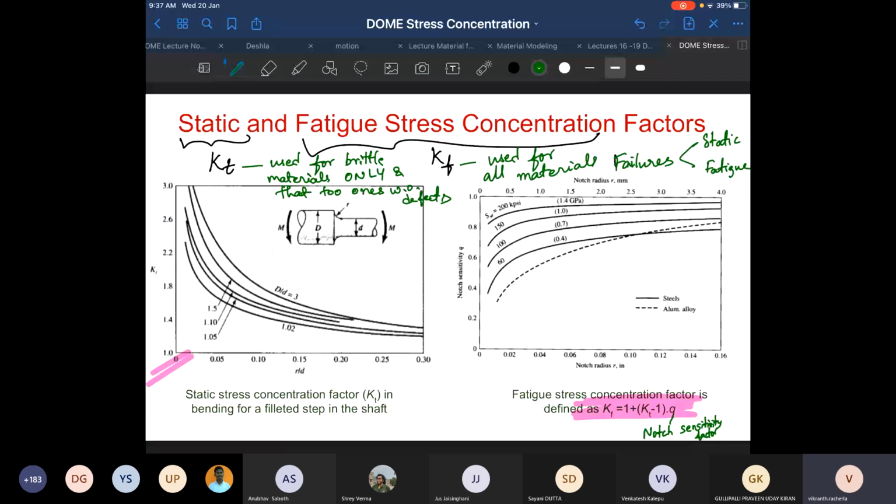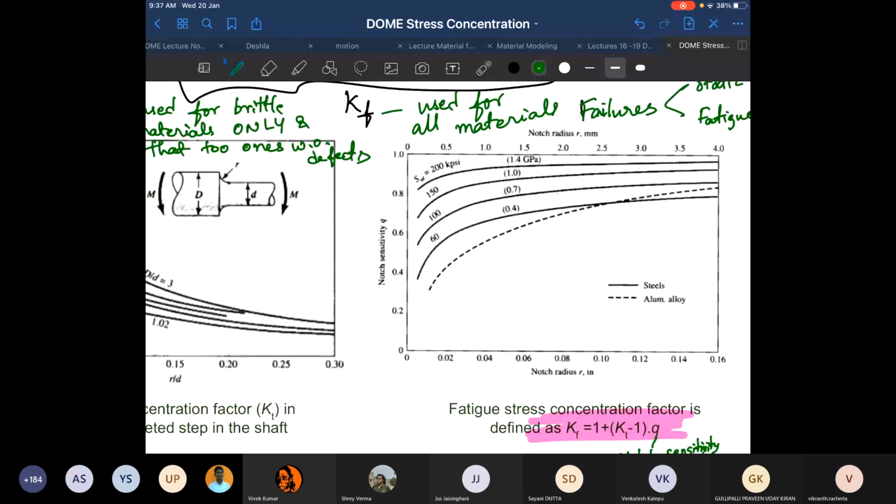So what can you say about fatigue stress concentration factor in relation to static stress concentration factor? Which will be higher, fatigue or static stress concentration factor? Think again. Q is always less than 1. Okay, notch sensitivity factor lies between 0 to 1. It is never 1. It is always less than 1. So which one will be higher?